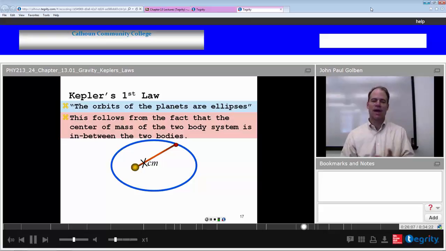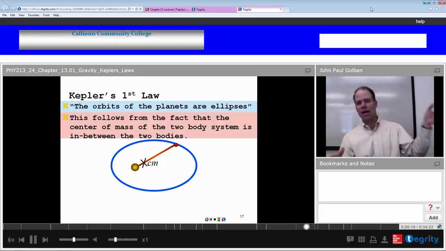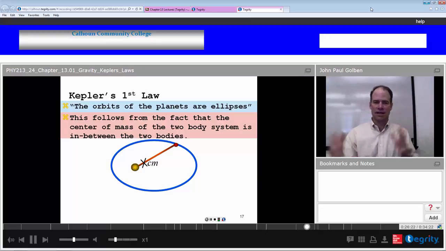The center of mass actually is inside the sun. The sun is so massive that the center of mass between the sun and a planet is inside the sun. So the sun is actually just wobbling around like this while the planet is going around the sun, and the net effect is like the planet moving around in an elliptical orbit.